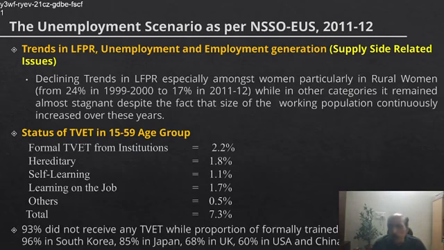The data published by NSSO for 11-12 shows that the formally, technically trained and educated persons are only 2.2% of the workforce. Even if we add those who have got the skills through heredity, through self-learning, or through the learning by doing process, the total labor force which is said to be skilled in our country is 7.3%, or at the maximum you can say 10%. The 7 to 10% is the workforce which is skilled formally or informally both.